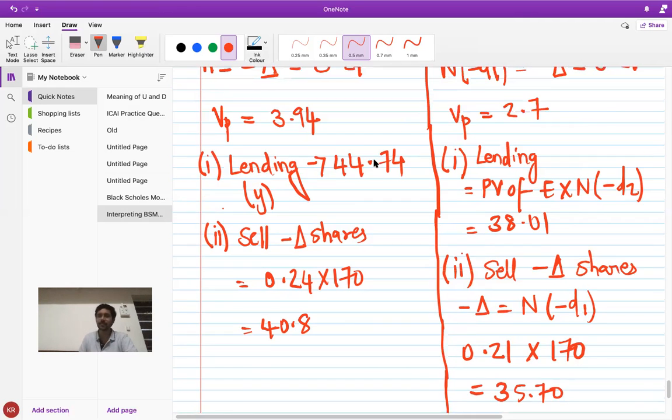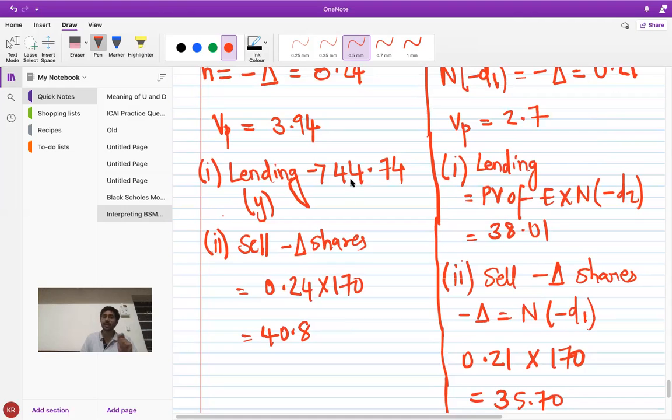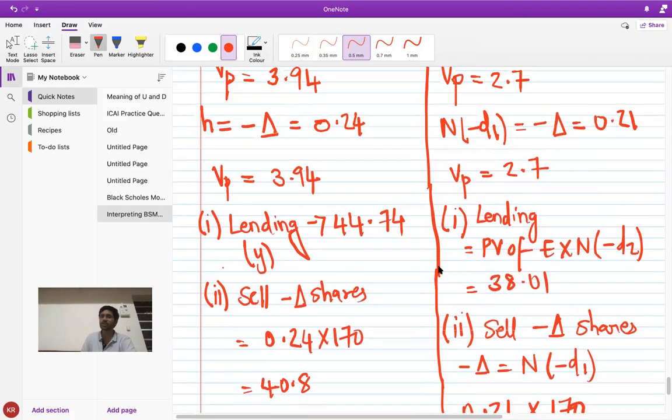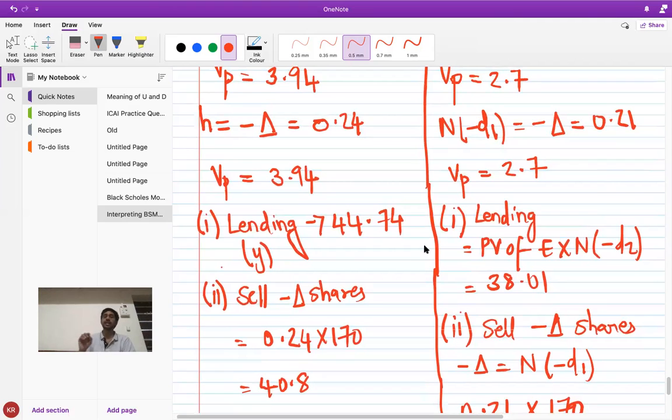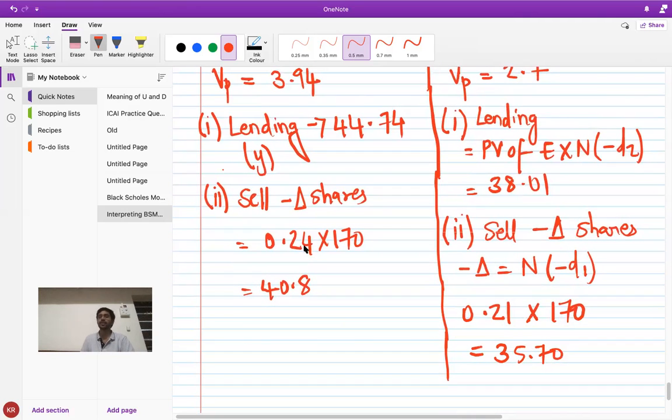If you actually see, the amount that I'm lending under binomial was almost 45, and it has come down to 38, a decrease of about $7. There is a decrease in lending from 45 to 38, which is equal to $7. And there is a decrease in the sale proceeds that I'm receiving on short selling of shares because of the change in minus delta. Minus delta over here was 0.24, whereas under Black-Scholes it was 0.21.